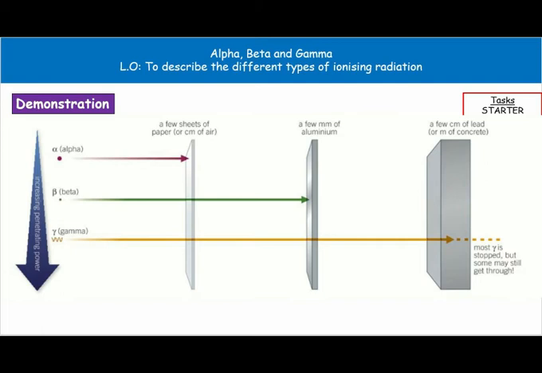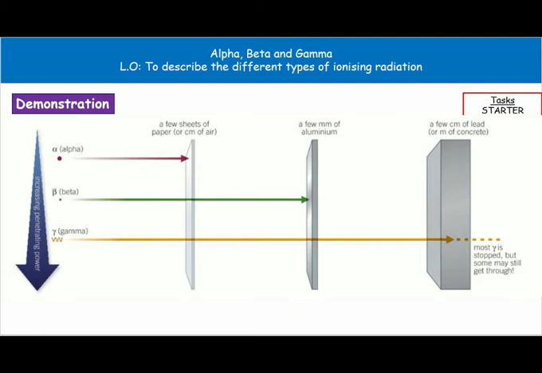And this is a really important diagram. It has come up on previous exam papers, so I'd suggest that you get a sketch of this in your books. Now, what we start off with are three types of radiation that they're going to ask you about. The alpha, the beta, and the gamma there. So alpha at the top, beta in the middle, and then gamma at the bottom.